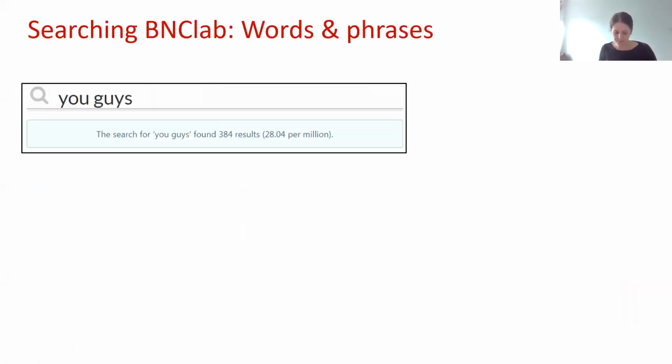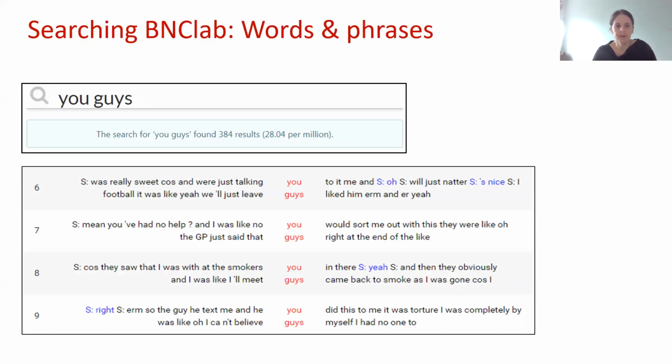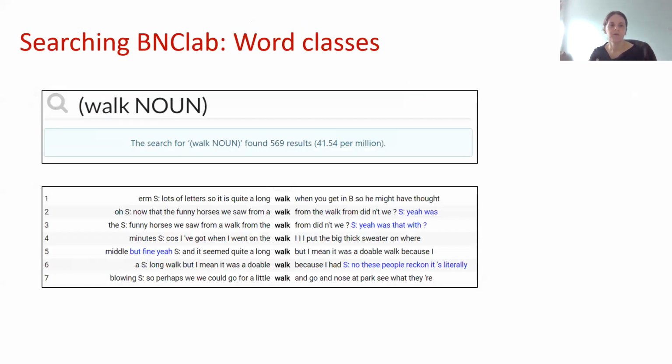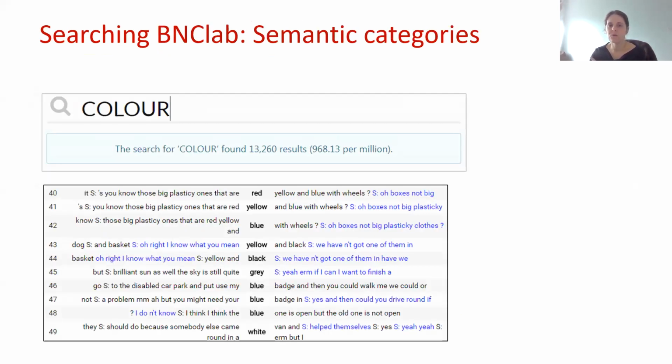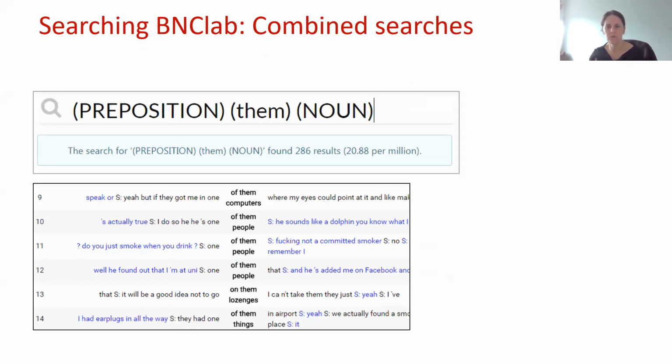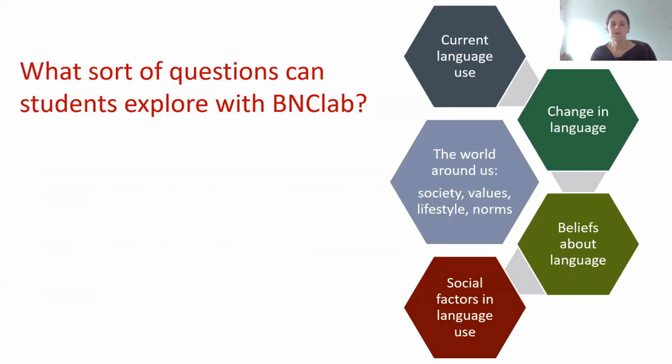In terms of the searches, as I said, we can look for words, expressions, and then explore them a bit further. We can look at word classes, so just say search walk as a noun. There's also some predefined semantic categories that we can search for in BNClab, such as color terms, technology terms, terms related to emotions. And we can do a bit more complex searches. So for example, here it's combining the grammatical information with specific word search. So this is the basic functionality of BNClab.